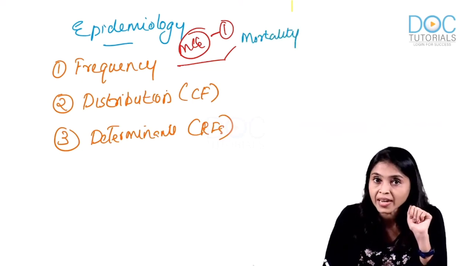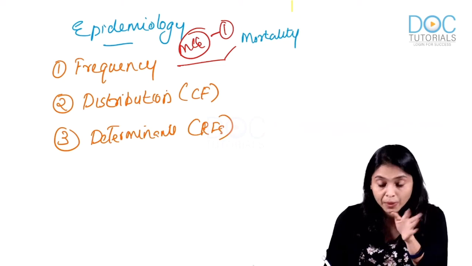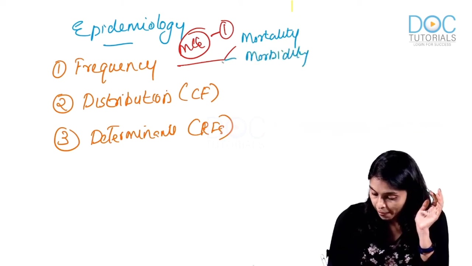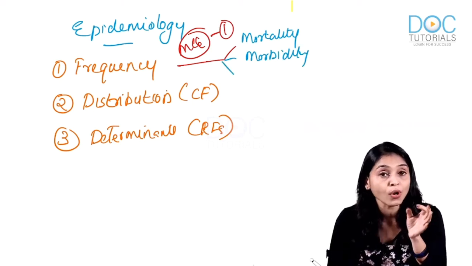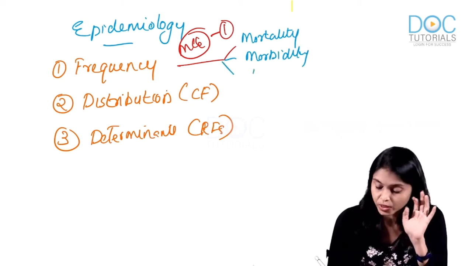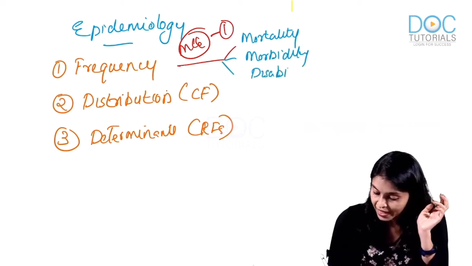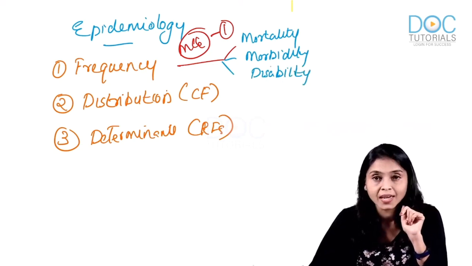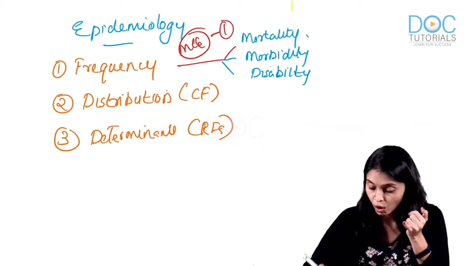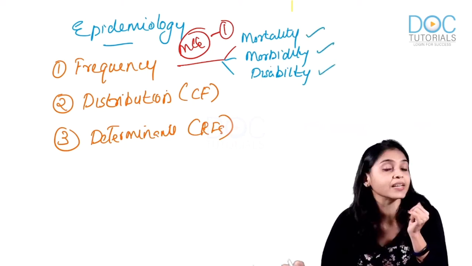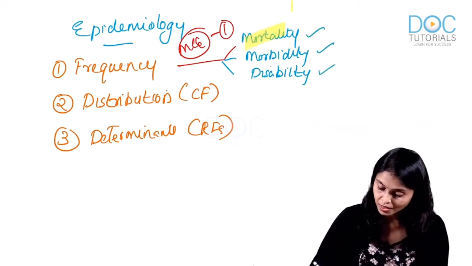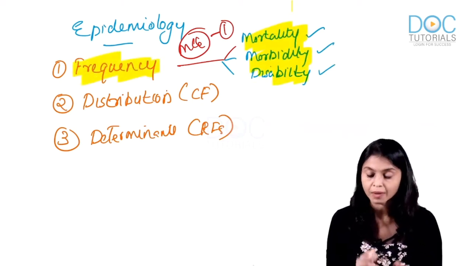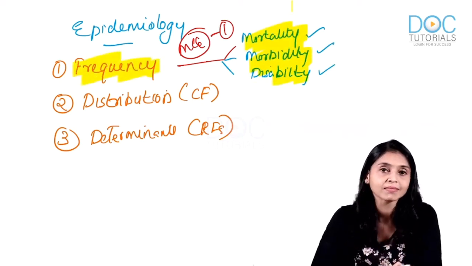Everybody is not dying, right? There are some people who become morbid with the disease, or morbidity. And third, you want to know how many people became disabled with the disease, or disability. So this is your next MCQ. Under frequency, you are measuring the number of people who died or mortality, morbidity and disability. Are you with me? So this covers your second MCQ.